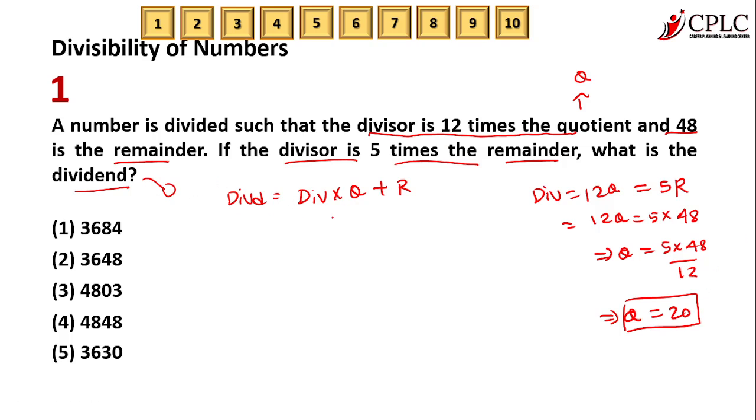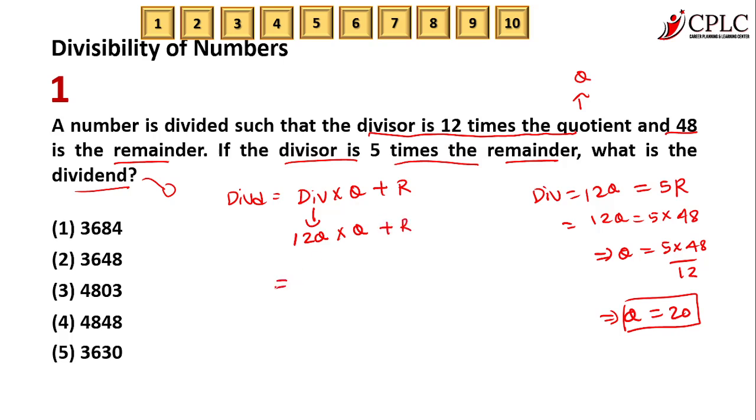Now to find out the dividend, this was the formula. Now in place of divisor, I have both the choices. Either I can do 12 times quotient, or I can do 5 times the remainder. Let me do 12 times quotient. It doesn't really matter which one you do. You'll get the same answer.